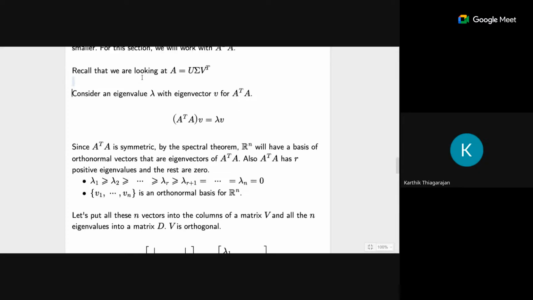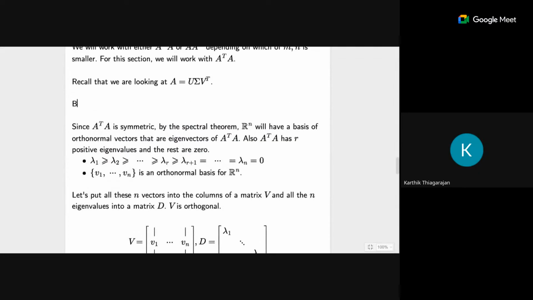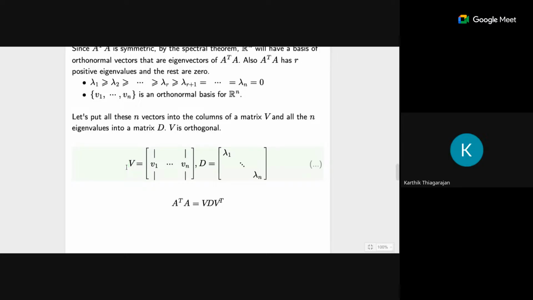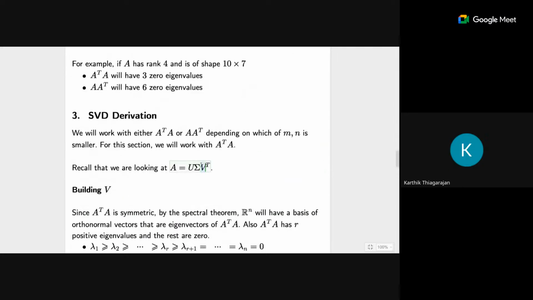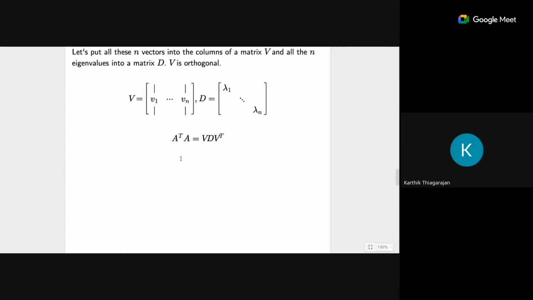So let me start from here. Recall that this step is building V. This is the first step that we have done. So we are building V here, and you have actually built V. Whatever V that you are going to see here is nothing but the eigenvectors of A transpose A. So V D V transpose. Is this clear so far? We have actually constructed V.